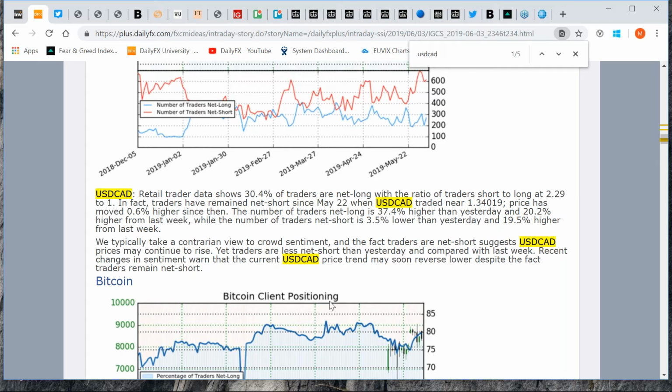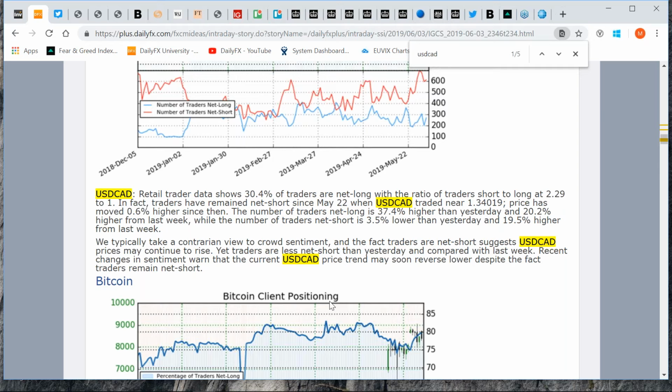Well, this actually shows how this works, because if traders have remained short since that time, the price has actually moved higher. I'm not saying that the traders who use this are wrong. I'm just saying that crowd sentiment is often wrong, and that's why it's useful to take a contrarian view. Retail traders, that is.